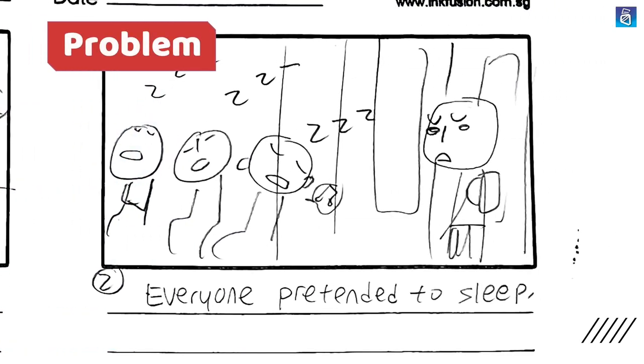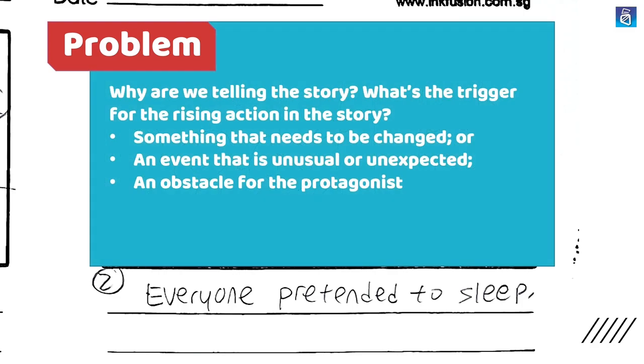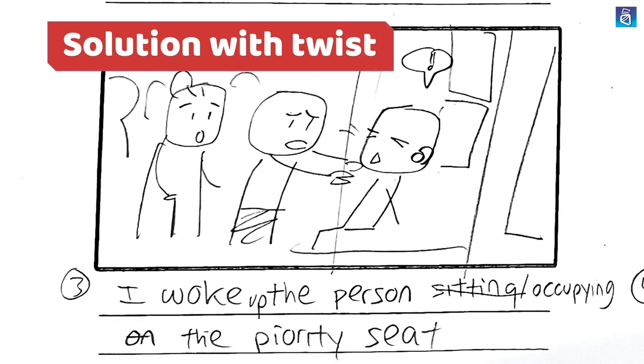Next, we present the problem. The problem is the event that triggers the exciting part of the story. It could be an obstacle or something unusual. In this case, the problem was that everyone pretended to sleep and no one wanted to give up a seat for the elderly lady.